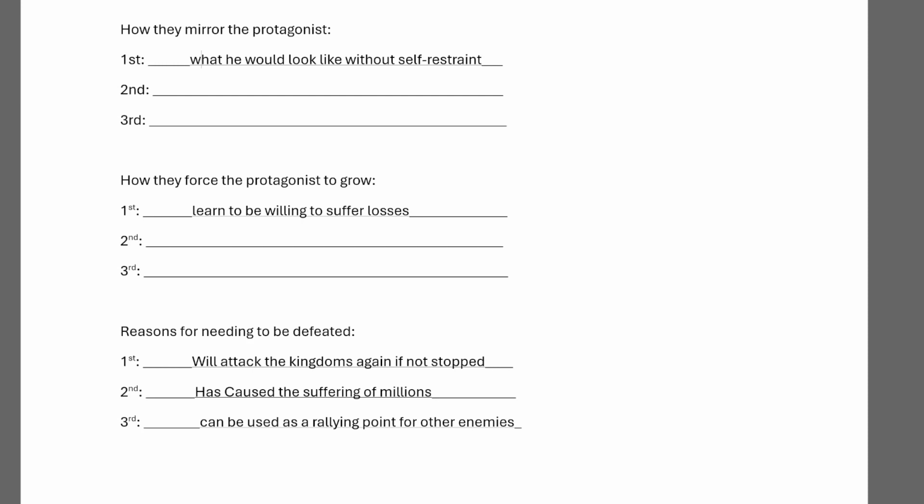And then we have, how do we force the character to grow? How do we force the protagonist to grow? Willing to learn to suffer losses. What can end up happening sometimes is you have a character that's unwilling to allow things to happen. They're not allowing suffering to take place. In order to do something, sacrifices have to be made.